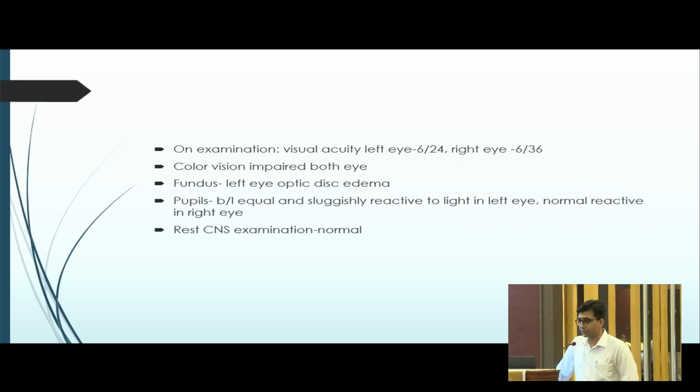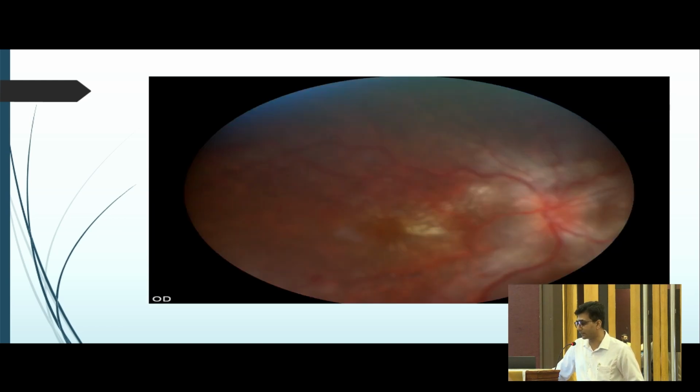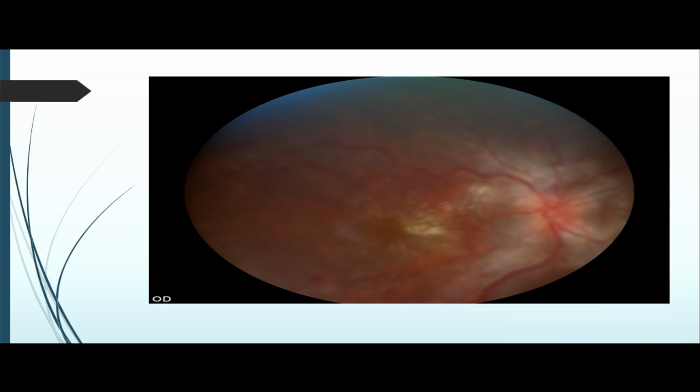On examination, visual acuity in the left eye is 6/24 and right eye is 6/36, with color vision impaired in both eyes. Fundus of the left eye shows optic disc edema. Pupils are bilaterally equal, sluggishly reactive in the right eye but normal in the left eye. The rest of the CNS examination is normal. So this is the fundus photography. Here the optic disc edema is there.